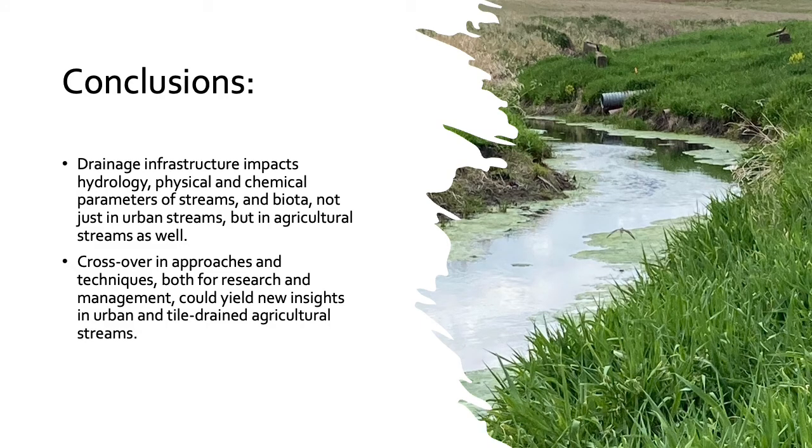So, in conclusion, drainage infrastructure is an issue and an opportunity for management of both urban and agricultural streams. It appears that the two share some mediating hydrologic, physical, and chemical processes as well. More scientific and management crossover between the two systems could prove fruitful.